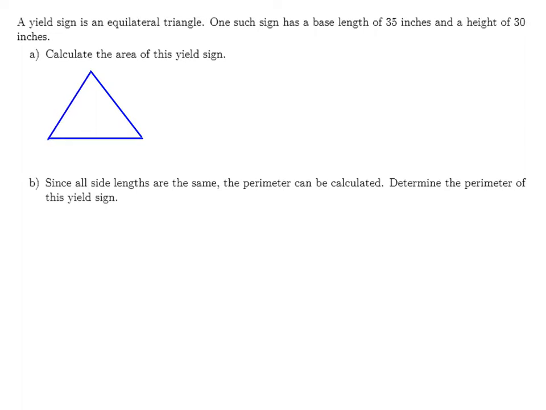And given that I might want this to actually look like a yield sign, I'm going to switch it so that it's pointing down. Alright, that looks more accurate now. So I'm going to draw the height, which will go exactly through the middle. And now I'm going to label both the side lengths and that height. So I'm told that that height is 30 inches. And then I'm told that each of the side lengths are 35 inches.